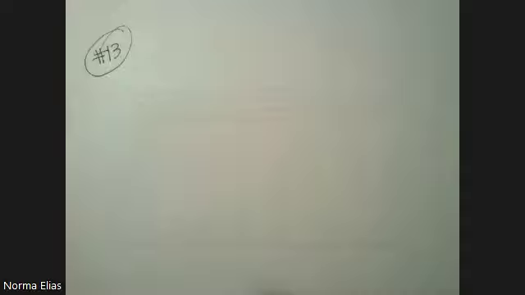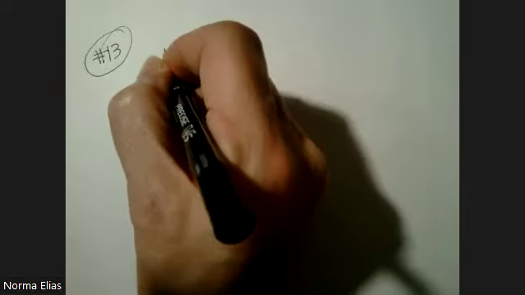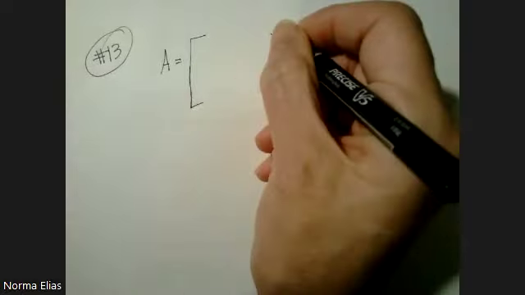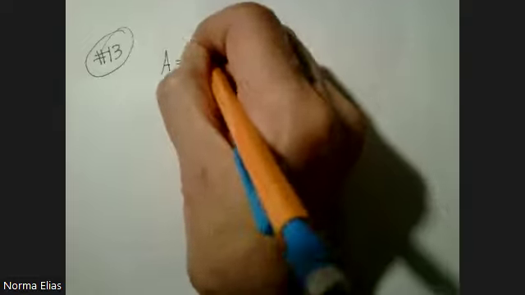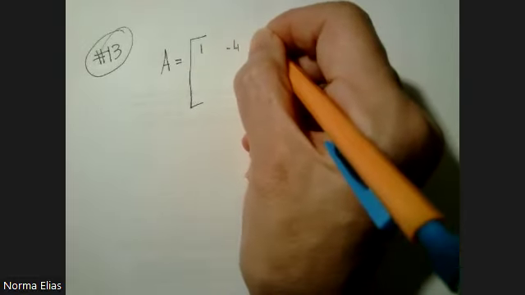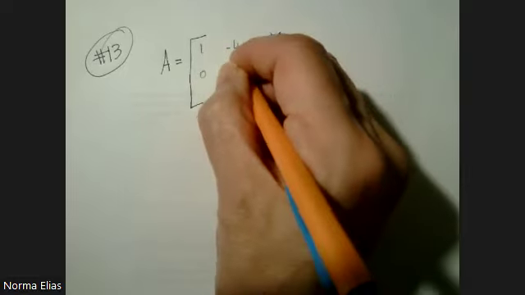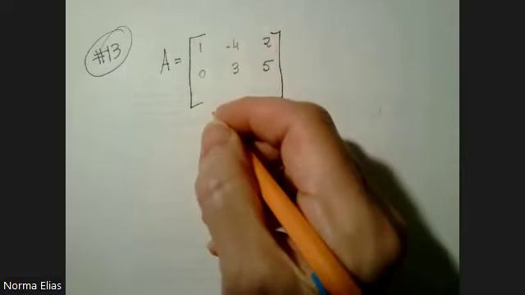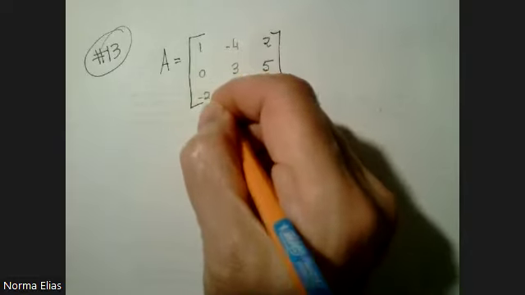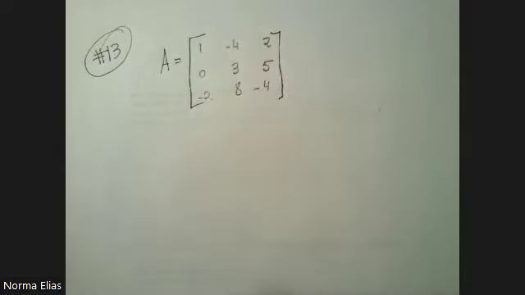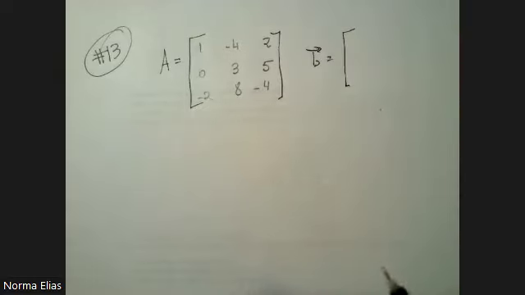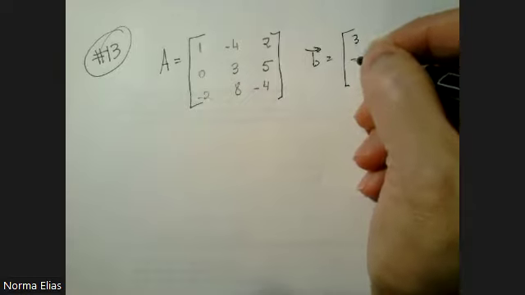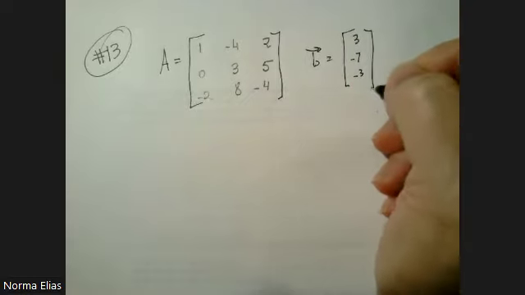So here's the question. They gave us a matrix, and the entries inside the matrix are 1, -4, 2, 0, 3, 5, and -2, 8, -4. That's A. And then B is the following vector: 3, -7, and -3.